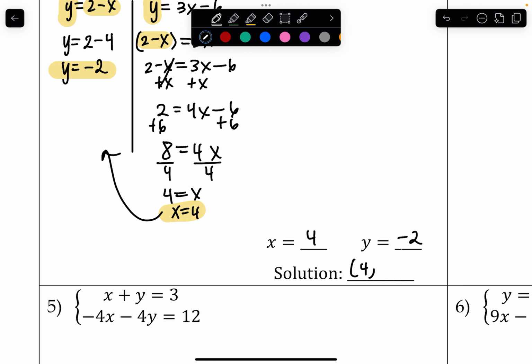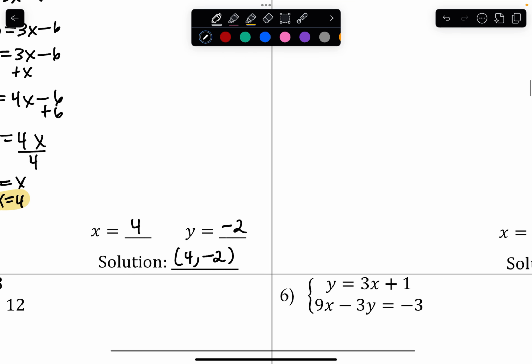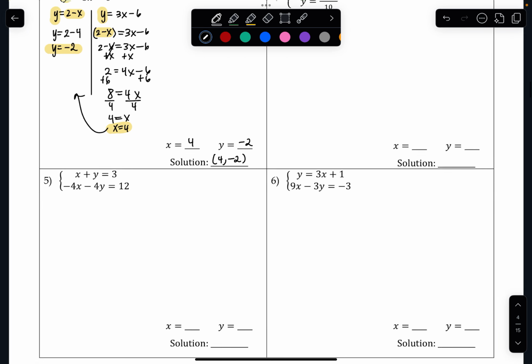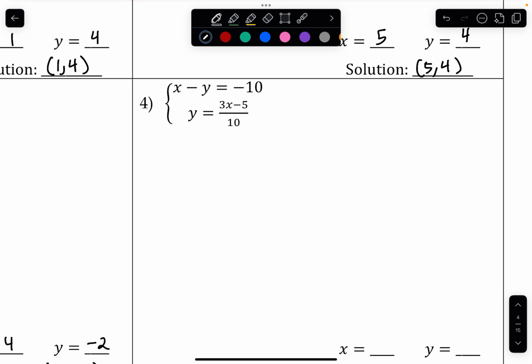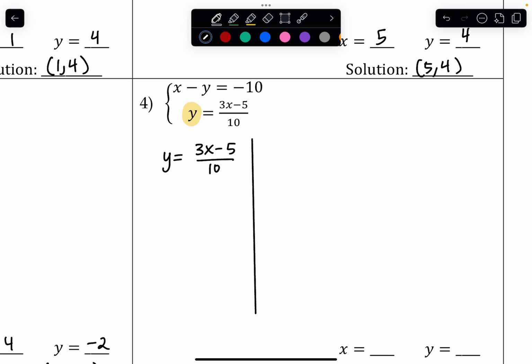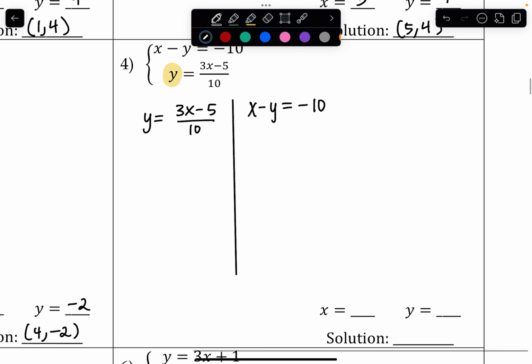Okay, and so my solution is 4, negative 2. Okay, on number 4, we've got a fraction to deal with, but at least y is already solved for in the second equation. So that's the equation I'm going to put on the left. And this problem looks very similar to ones I've seen on STAAR, and so that's why we're doing it.